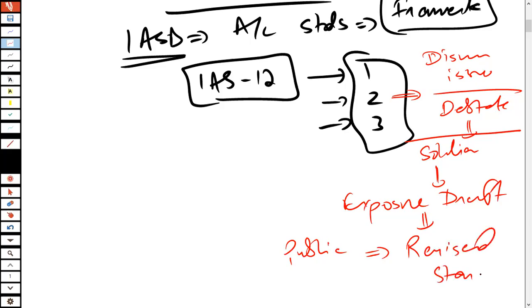So the International Accounting Standards Board has the responsibility to prepare the financial reporting standards. But at the same time, they regularly review the inconsistencies or problems that exist in the financial reporting standards. And in case they figure out any inconsistencies in any of the IFRS, they review and discuss the issues that are there in the accounting treatments.